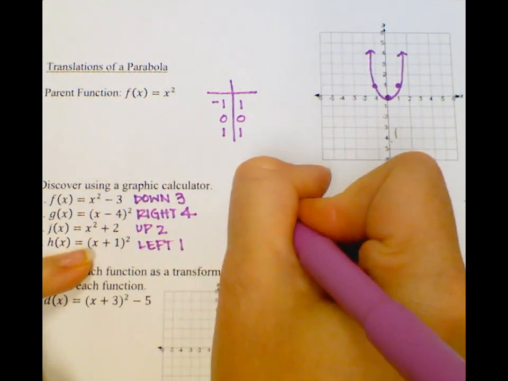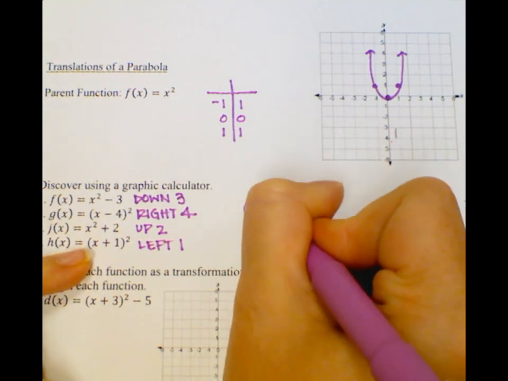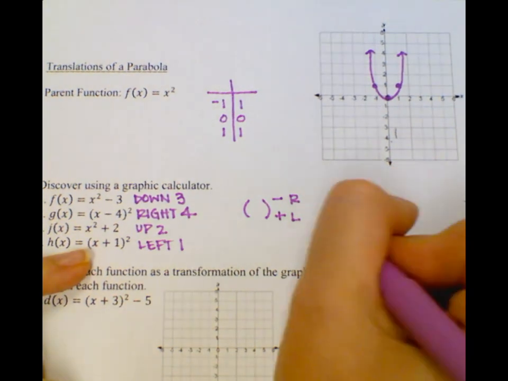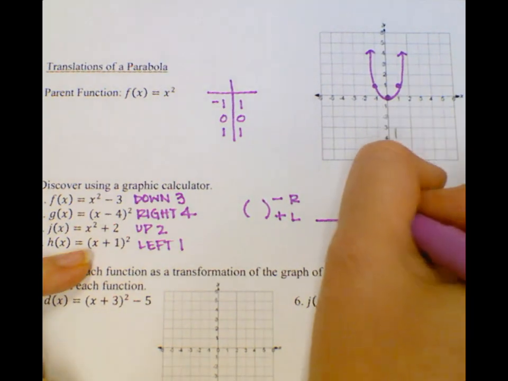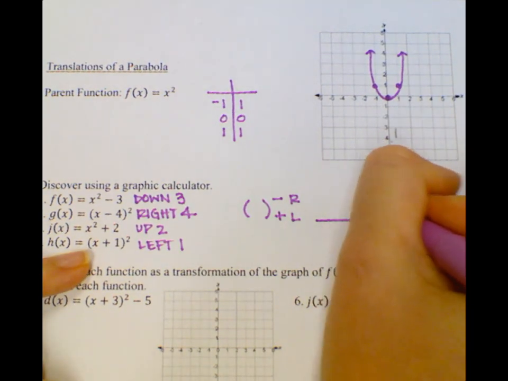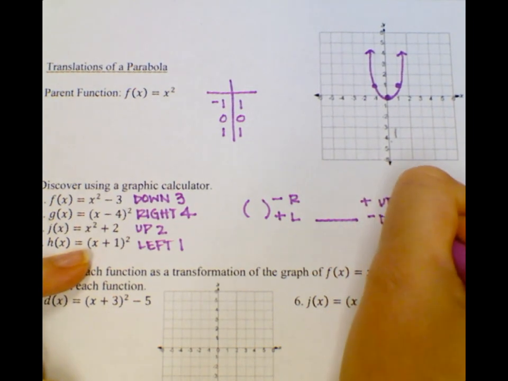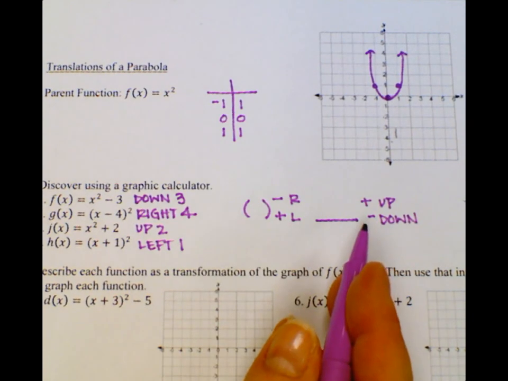Okay, so let's kind of look. If you're in the parentheses, if you're a minus sign, you are going right. If you are a plus sign, you are going left. If you are not in the parentheses, let's say you're just out here hanging out, if you are a plus sign, you are going up, and if you're a minus sign, you are going down. So in the parentheses is left and right, out of the parentheses is up and down.